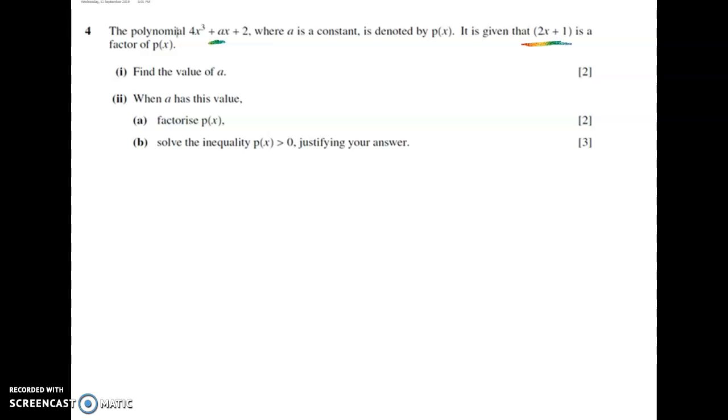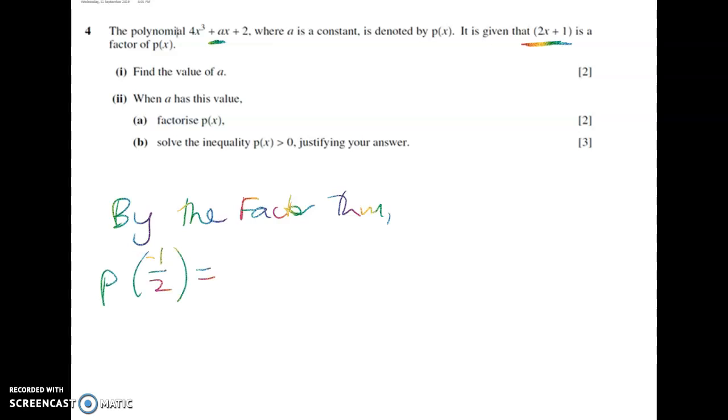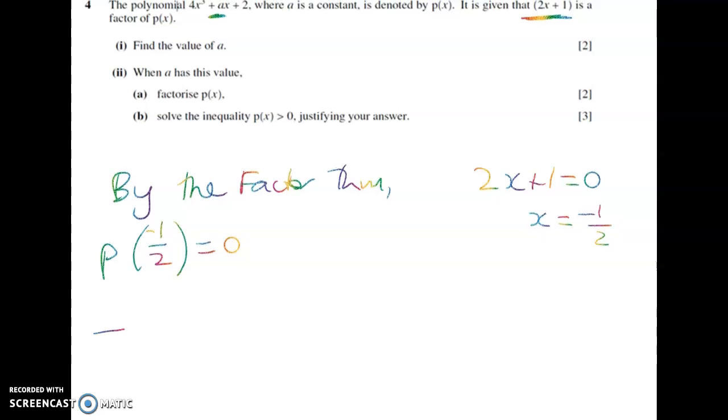So as soon as we see that, we should be thinking about the factor theorem. We have to start out by figuring out the value of a. So we're going to start by writing down, by the factor theorem, we know that p of negative 1/2 is equal to 0 because 2x plus 1 equals 0 has a solution of x equals negative 1/2. So what we need to do is to substitute in negative 1/2 and solve what we've got.